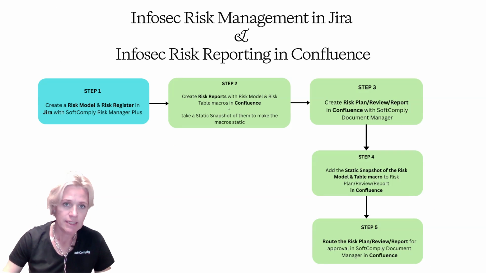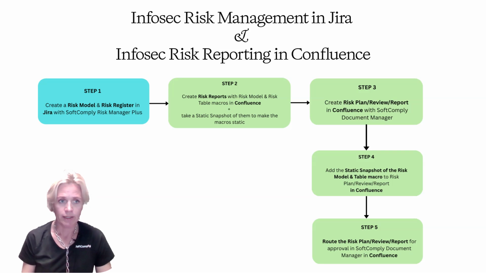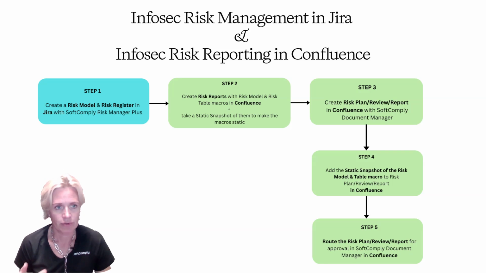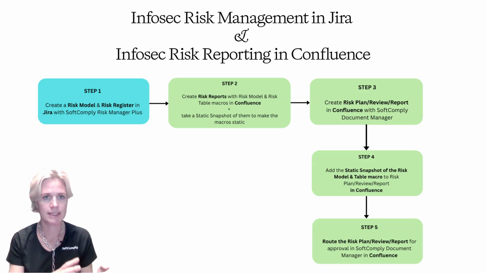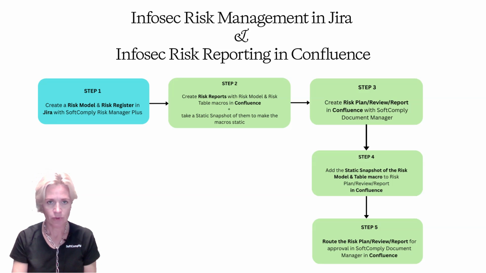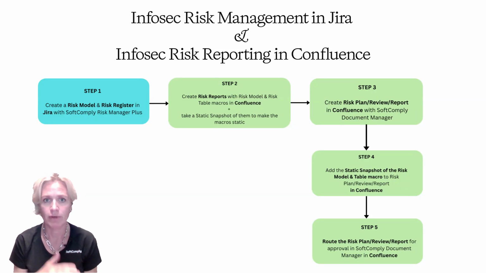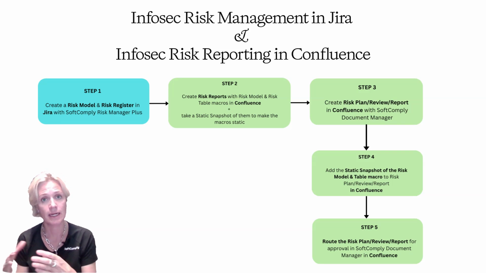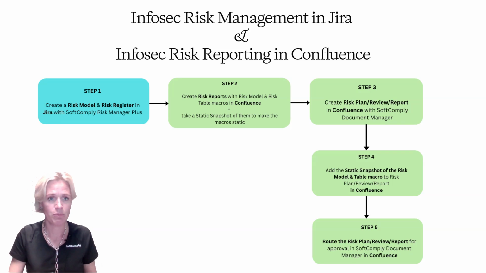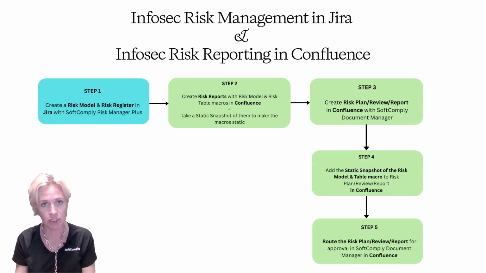On the Jira side, in this workflow, in step 1, you can create everything you need for your risk management. And this sits in Jira in the Soft-Comply Risk Manager Plus app, where you can create your own information security risk model and information security risk register. In step 2, you create risk reports inside Confluence. And in these reports, you have Confluence macros for your risk model and your risk register.